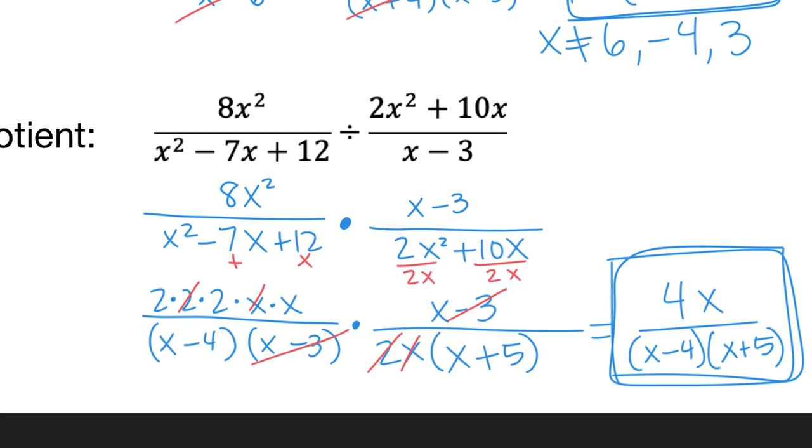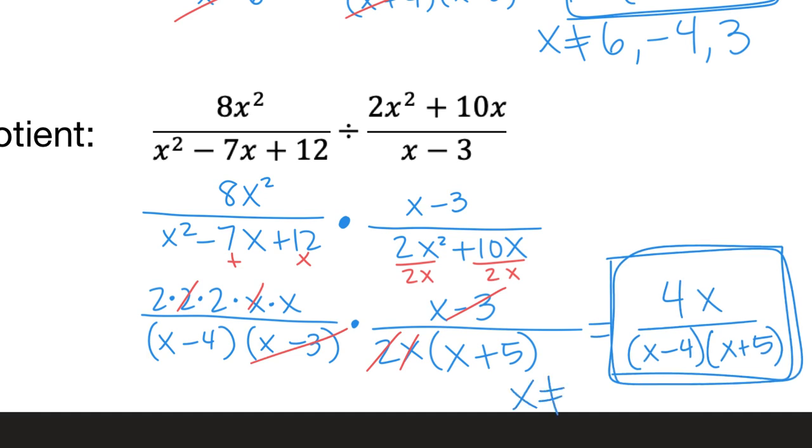So let's also state that domain. What can x not equal? So we had this on bottom, so x minus 4, if I set that equal to 0, it would tell me +4. If I set x minus 3 equal to 0, it would tell me +3.